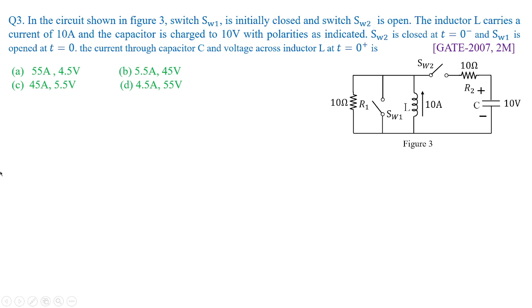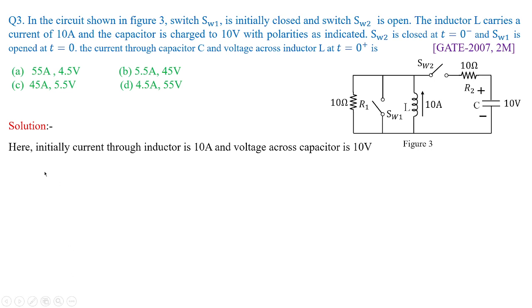So it's a very good question. You need to understand the basic logic of the problem. So we'll go with the basics that we have studied in our past classes, and we'll try to solve this particular GATE 2007 problem. So here, initially the current through the inductor is 10 amperes and the voltage across the capacitor is 10 volts. This is given in the problem, right?